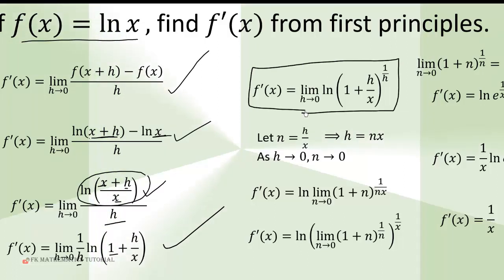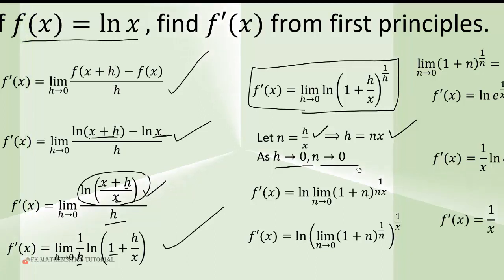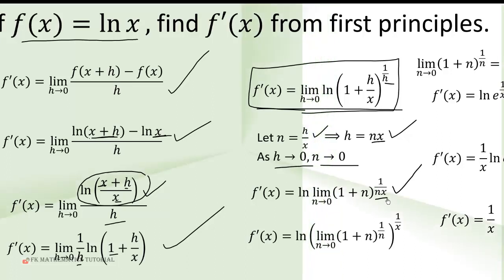Now we do substitution. n equals h over x. This will imply that h equals nx. So as h approaches 0, n also approaches 0. So we substitute back into this expression, and that will give us this expression. We are saying h is nx. That's why we get 1 over nx here. And n is equal to h over x. That's why we are getting n here.